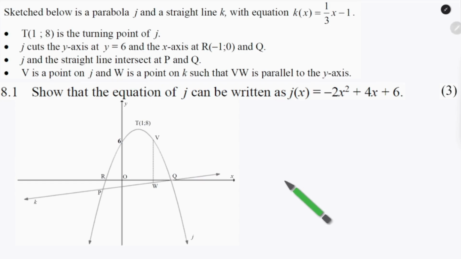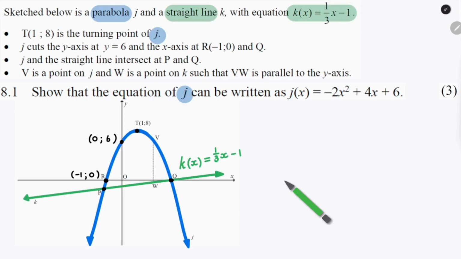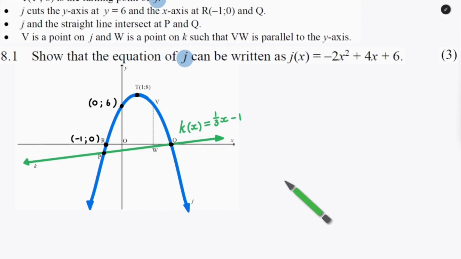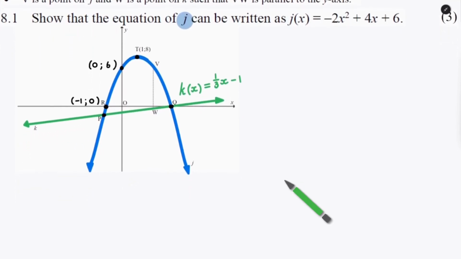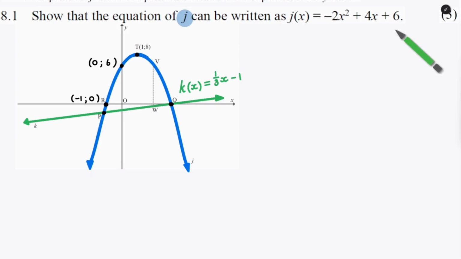So what I'm going to do is fill in all the points. My parabola is going to be blue and my straight line will be green. And now we need to show that the equation of j can be written as what they gave us over here, this minus 2x squared plus 4x plus 6. So we need to get the equation of the parabola essentially.